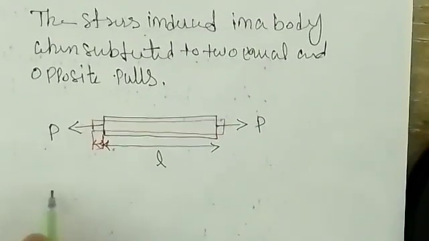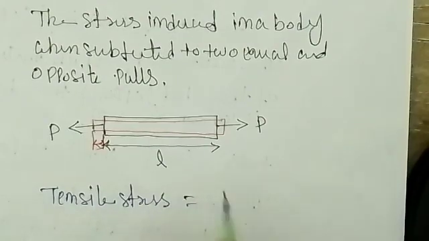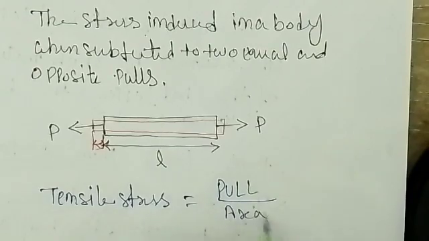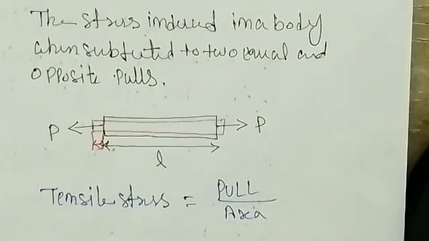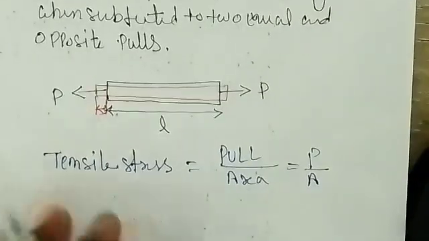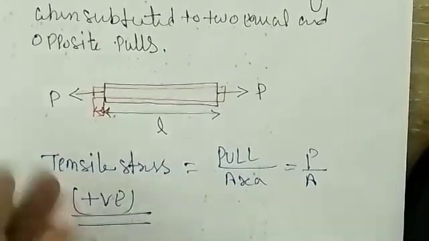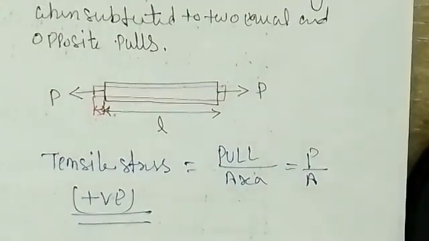You can write the mathematical equation that tensile stress is equal to pull by area. Pull means tensile load, so that is P by A. If you see, the magnitude of the tensile stress is positive. Why? Because the length is increasing. Next you have compressive stress.